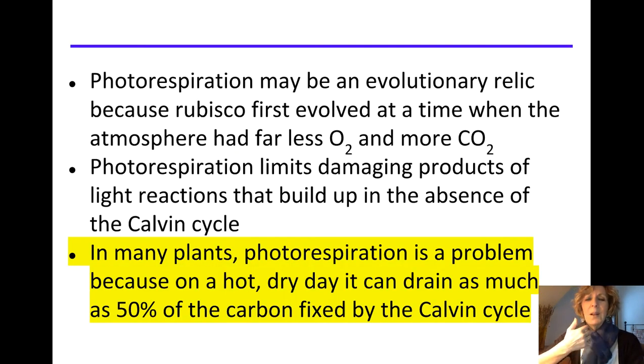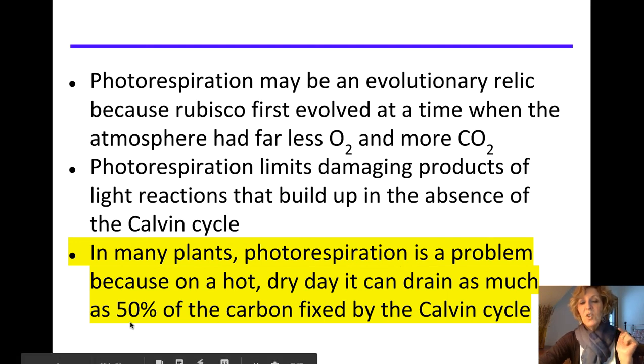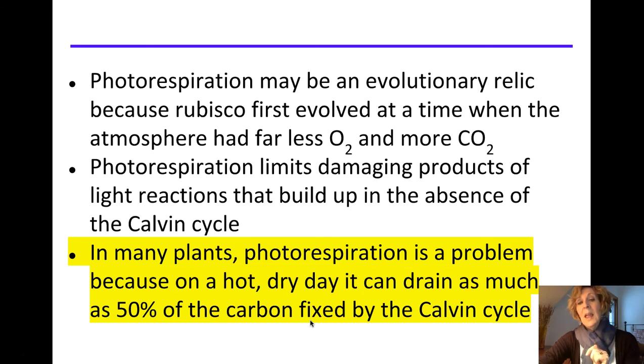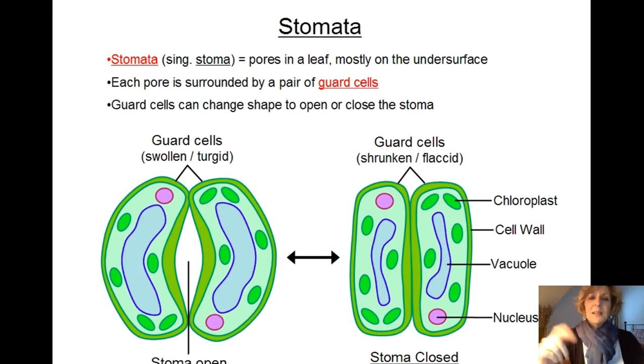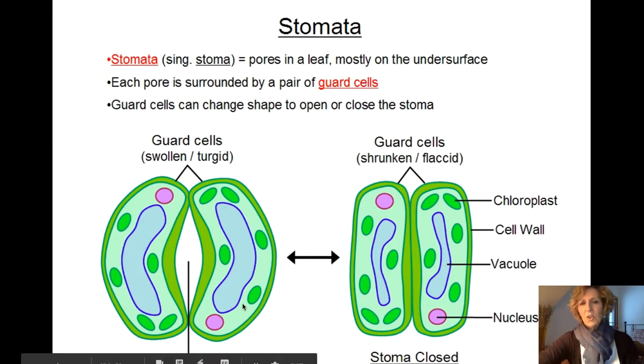So, you might say, well, I really don't think this is a big deal. What's the problem? Well, in many plants, photorespiration is so much of a problem that it can drain as much as 50% of the carbon fixed by the Calvin cycle. And on hot, dry days, that is a problem for the plants, but it's also a problem for people because we have 9 billion people to feed.